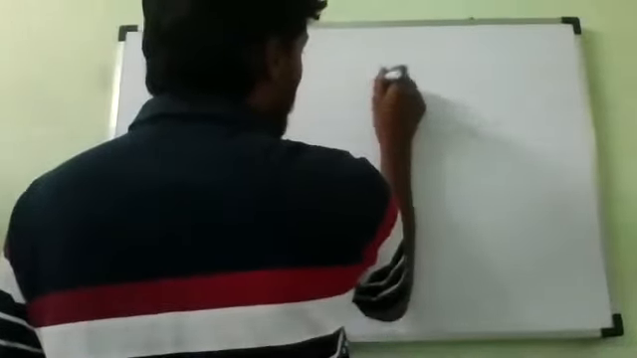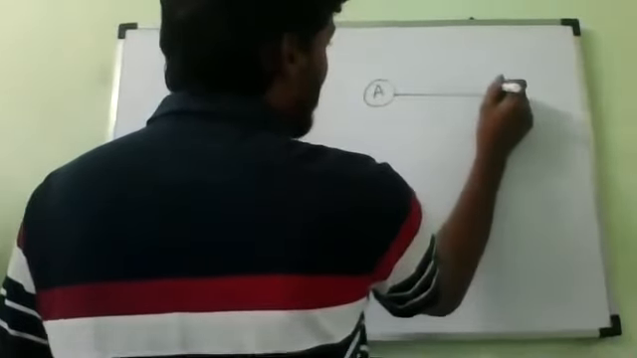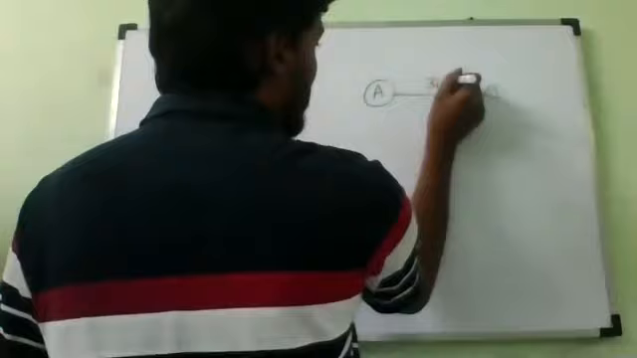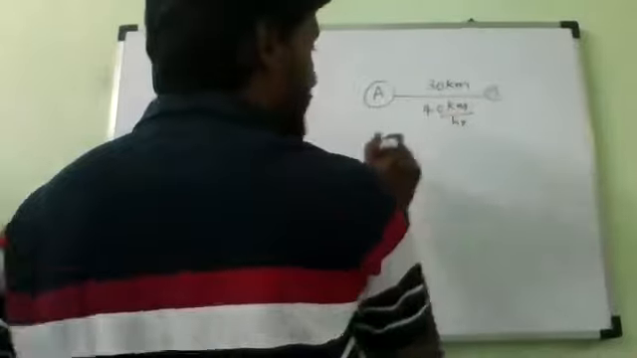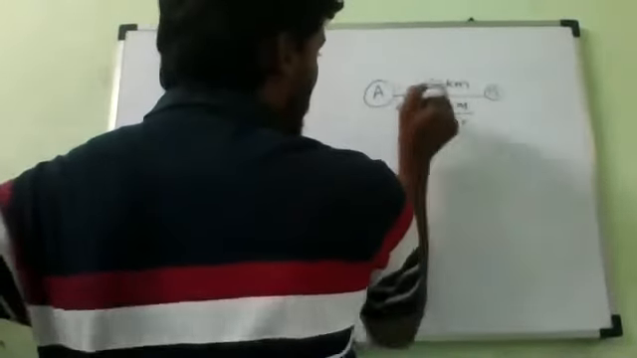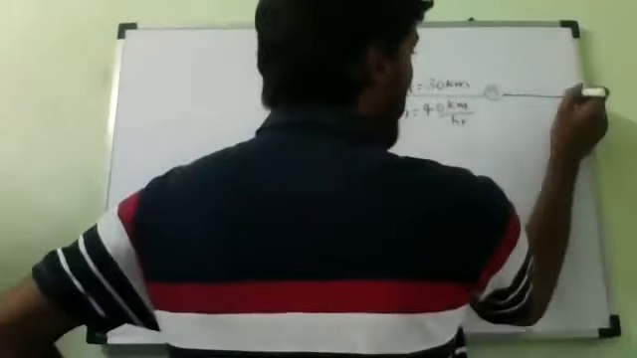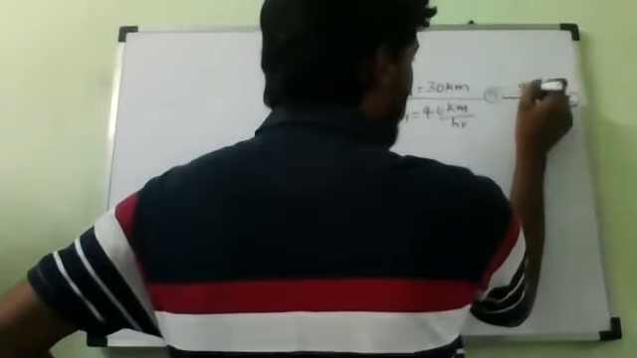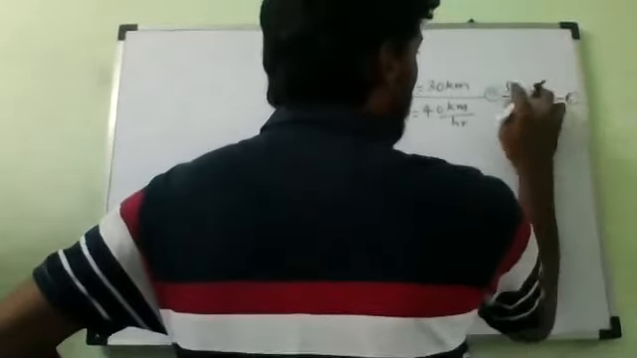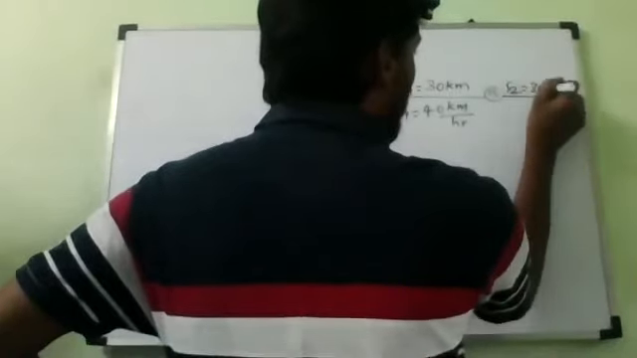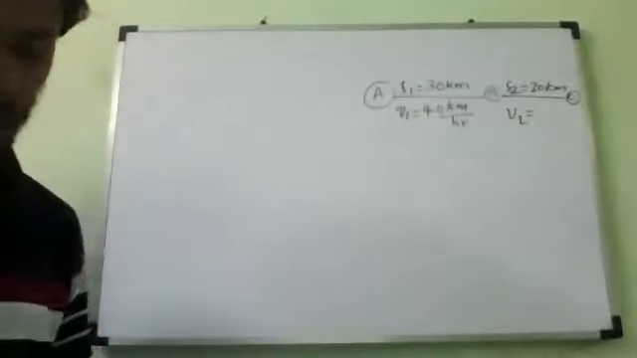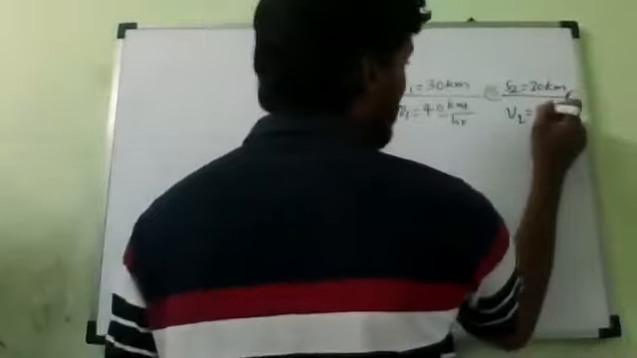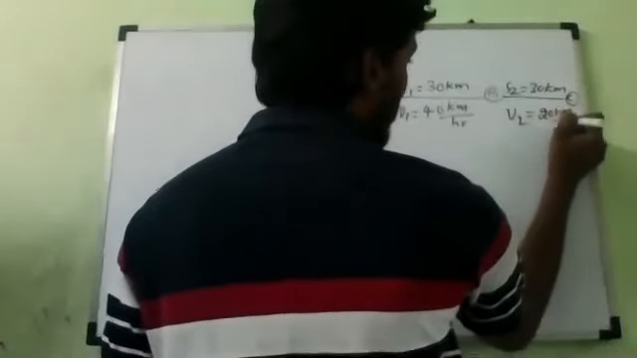Observe, a person is at point A going to point B. What is the distance till B? 30 kilometers. He has traveled with a speed of 40 kilometers per hour. Is it correct or not? Let me take this speed as V1 and this distance as S1. From B to C, he has traveled again 30 kilometers, S2 equals 30 kilometers, and with what speed? V2 equals 20 kilometers per hour.